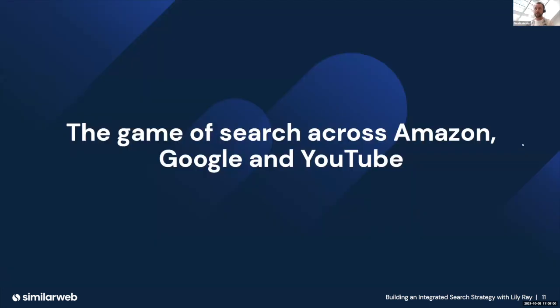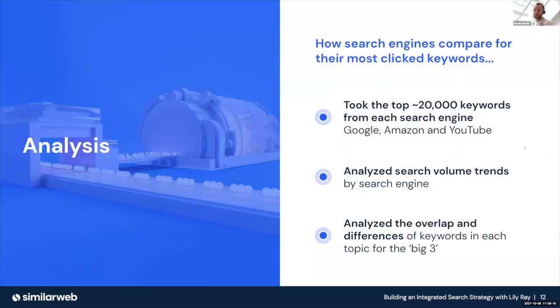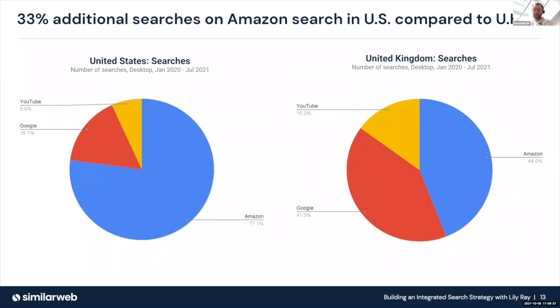Absolutely. So now what we're going to do is have a look at a little analysis we did, just to set the scene before we go in and give you some really practical tips on how to grow your search campaigns across the big three: Amazon, Google, and YouTube. In our analysis, we took roughly the top 20,000 most clicked keywords across each of the engines individually and rolled them all up together. So we're talking about 60,000 keywords or so. Then we analyzed a range of metrics within there, like search volume trends and the overlaps and differences of all of those keywords. And the results were fascinating.